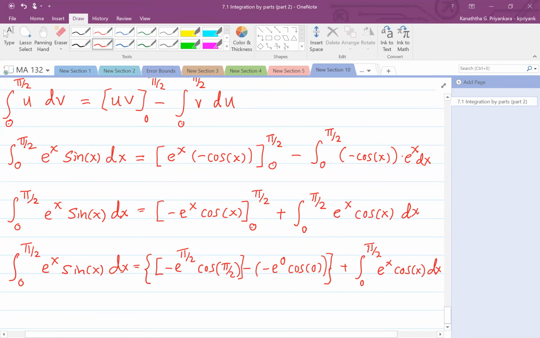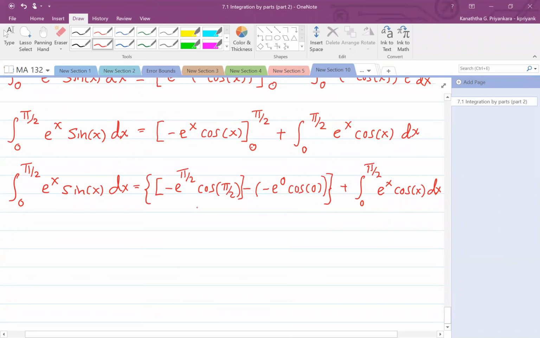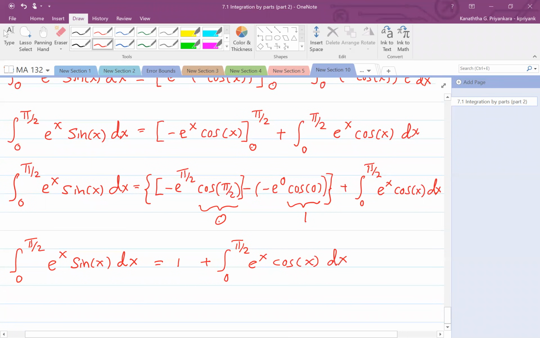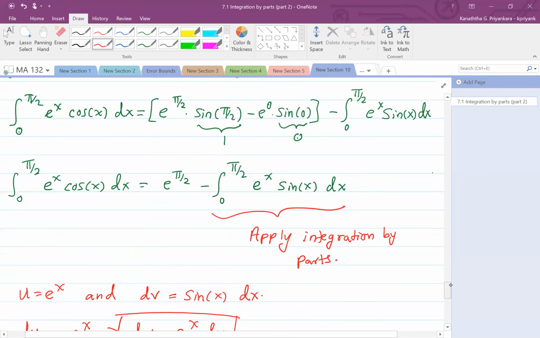Now I'm going to substitute this integral into equation 1. Before that, we can simplify. Cosine 90 is 0 and cosine 0 is 1. Then you get the integral from 0 to pi over 2 of e to the power x sine x dx is, minus minus, we get plus 1, and then the other integral from 0 to 90 of e to the power x cosine x dx. Now we are going to substitute this into equation 1, which is this.